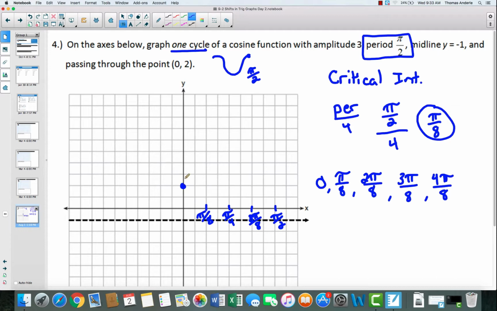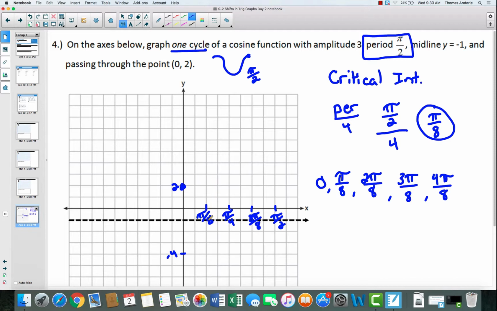I have, the first point it has to go through is 0, 2. That's amplitude of 3, so that's 3 above the midline, 1, 2, 3. I'm going to go 3 below the midline, 1, 2, 3. And that's the point, negative 4.